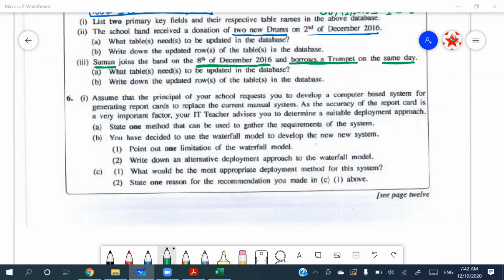Danindu, yeah. Assume that the principal of your school requests you to develop a computer-based system for generating report cards to replace the current manual system. So this is regarding system, so you should get the idea. It should be something about the system development life cycle. As the accuracy of the report card is a very important factor, your IT teacher advises you to determine a suitable deployment approach. So what they are doing is trying to replace it with a computer-based system for generating report cards, right?